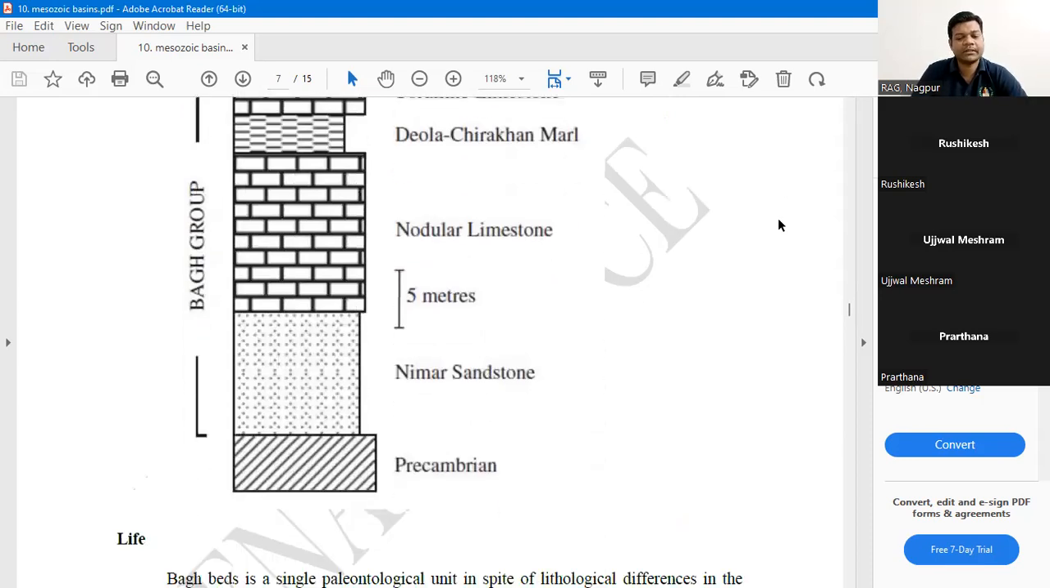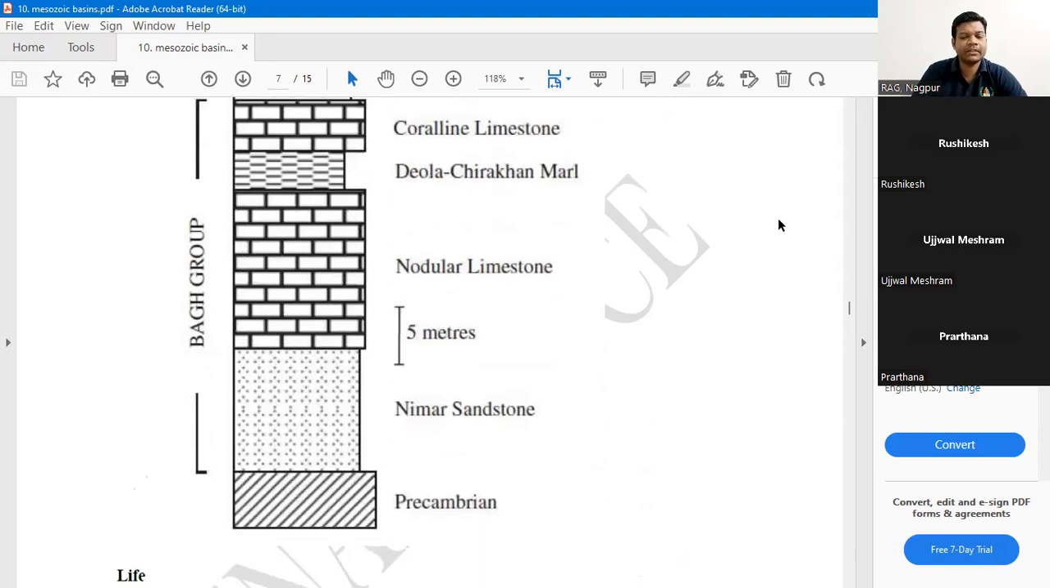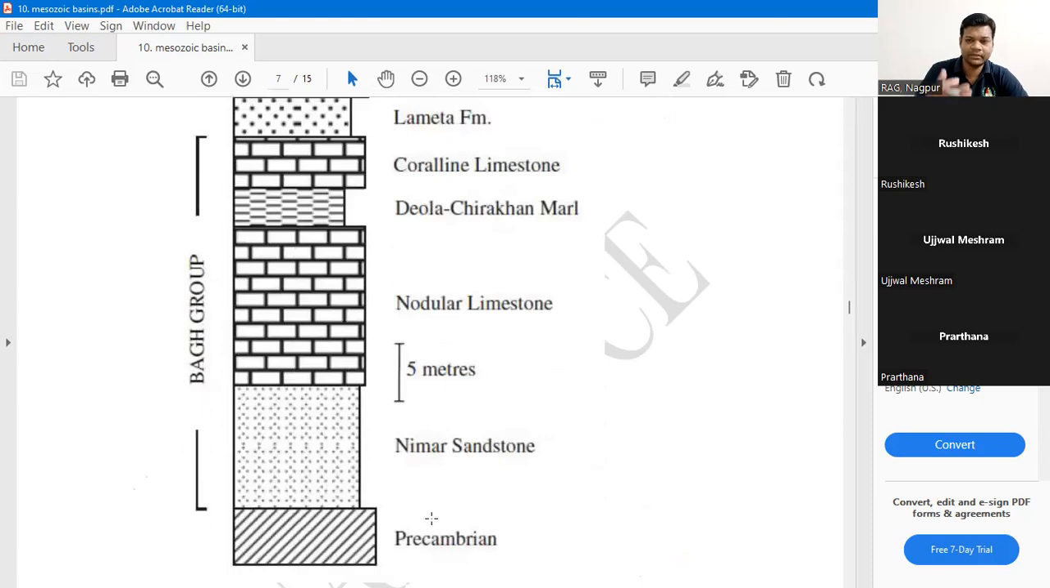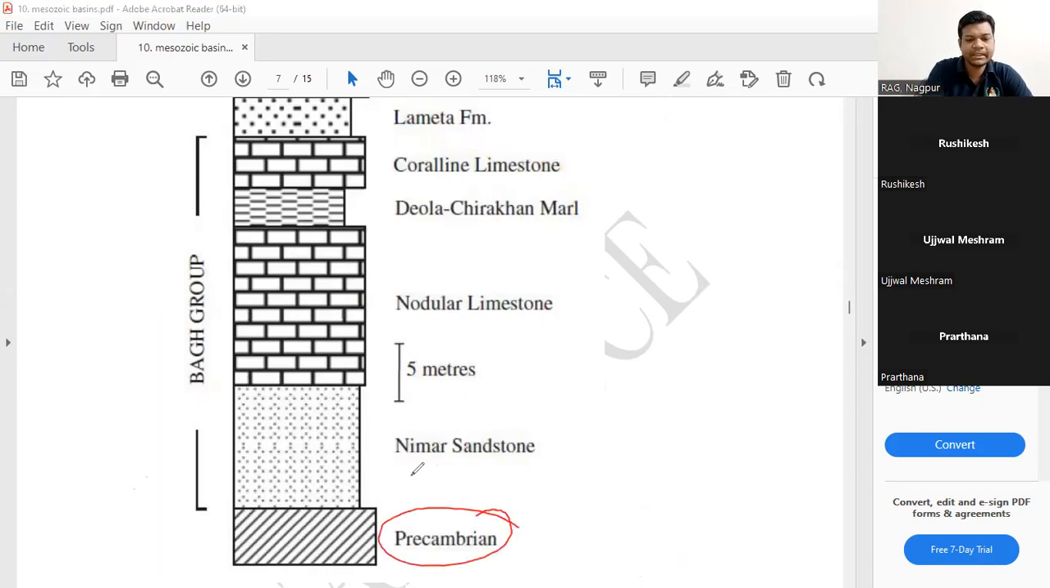This is the stratigraphy of the Bag beds, starting from the Nimar sandstone, which rests on the Precambrian basement. Starting with the Nimar sandstone, then nodular sandstone and nodular limestone, then Deola Chirakan marl, and then coralline limestone. Above the coralline limestone, we have the Lameta formation. So this is the overall stratigraphy, or overall succession, of the Bag group.